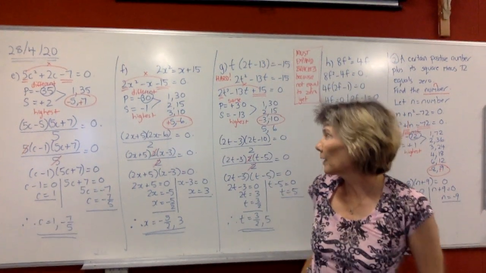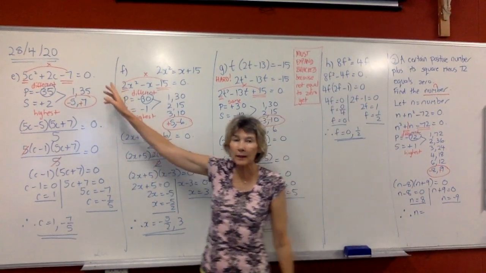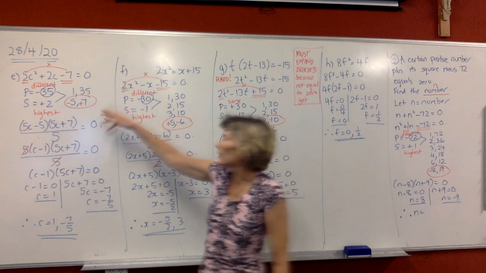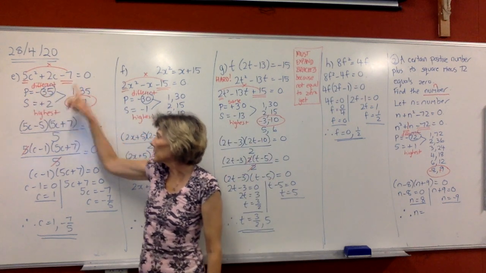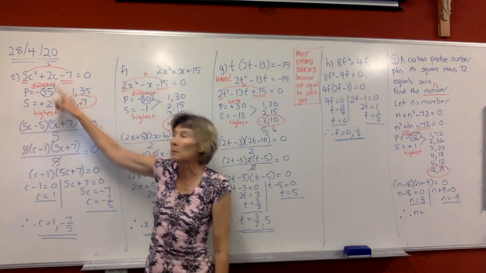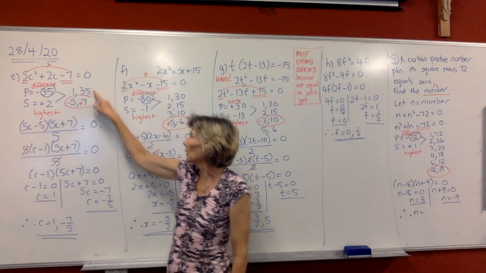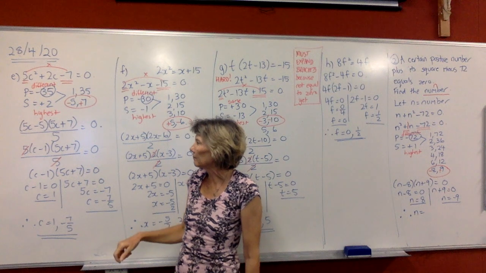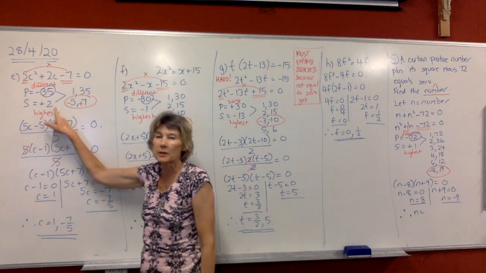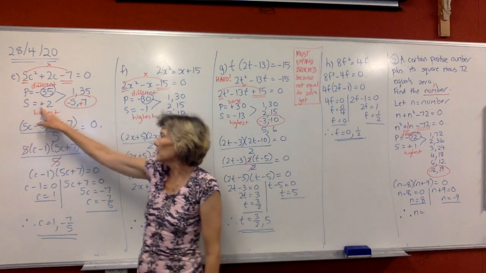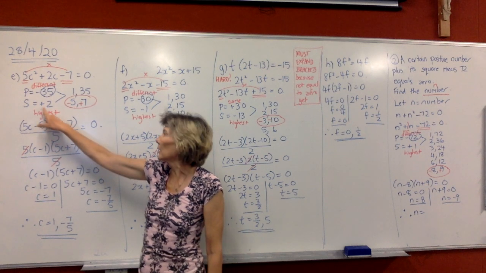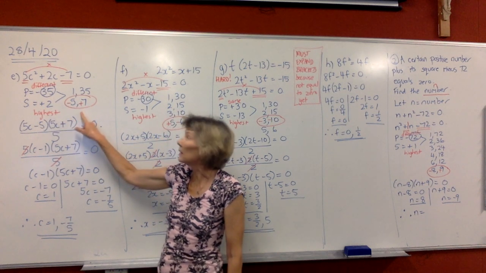Okay, so a few more examples. This next one here is the same sort of question. So our product is minus 35, our sum is positive 2. We look at our factor pairs for 35, 1 and 35 and 5 and 7. The 5 and 7 will give us the 2. This tells us that the highest number is going to get the plus, so the 7 will get the plus.